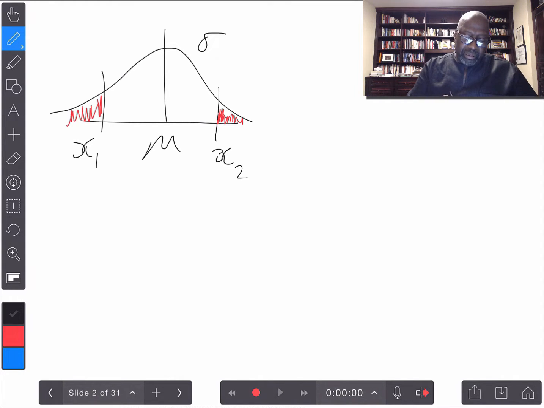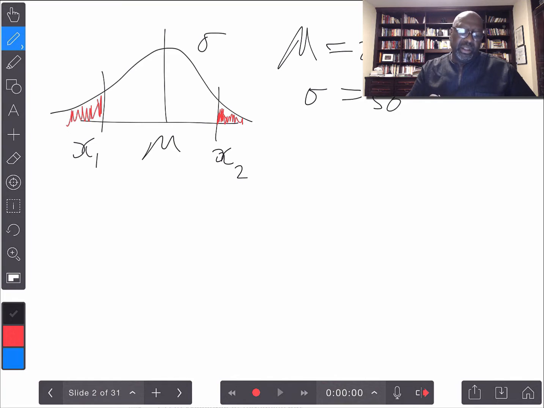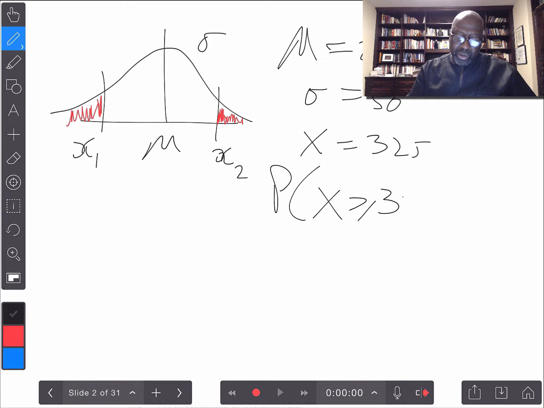So we usually have a mean. For example, if my mean was $250 that I spend per week, with a standard deviation of 50, what is the probability that in a randomly selected week I spend more than $325? So my x in this case is 325, and we would look at the probability of x being greater than 325.